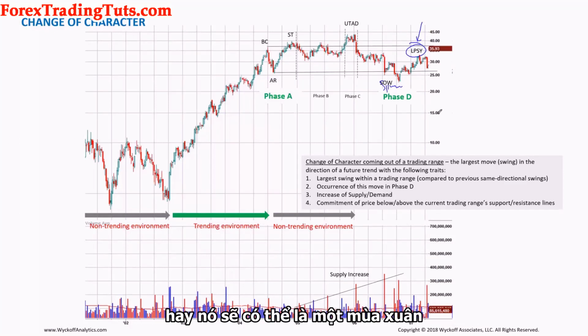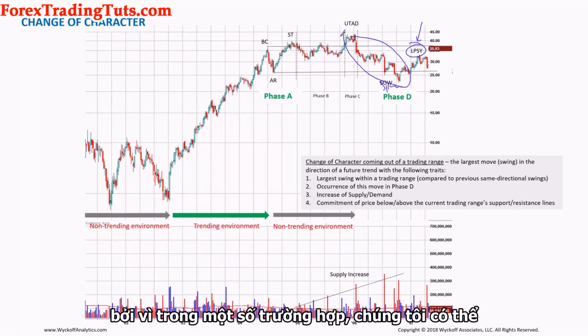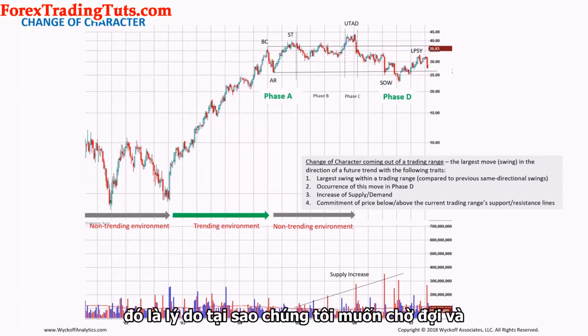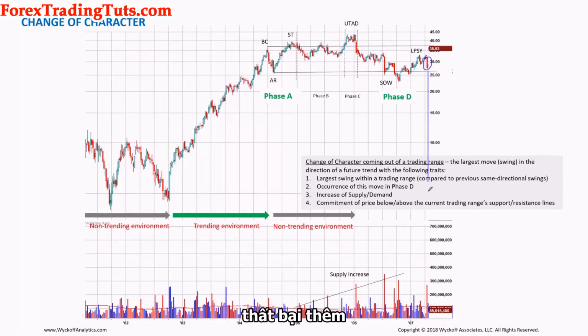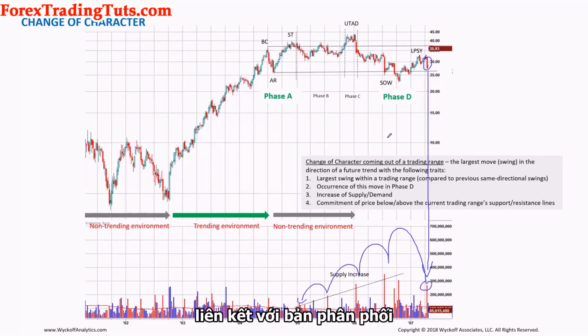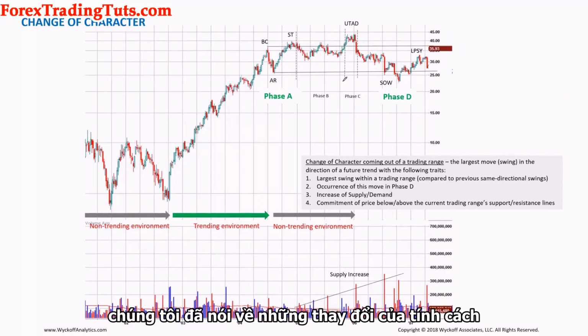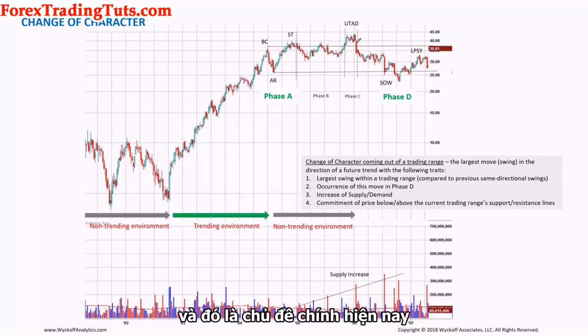Or is it possibly going to be a spring? Because in some of the cases we could have volatility going into phase C of the reaccumulation, and then a move to the upside. So that's why we would want to wait and see if there's going to be some kind of further failure and further behavior that is going to be associated with the distribution. Well, we talked about the changes of character, and that's the main topic today.